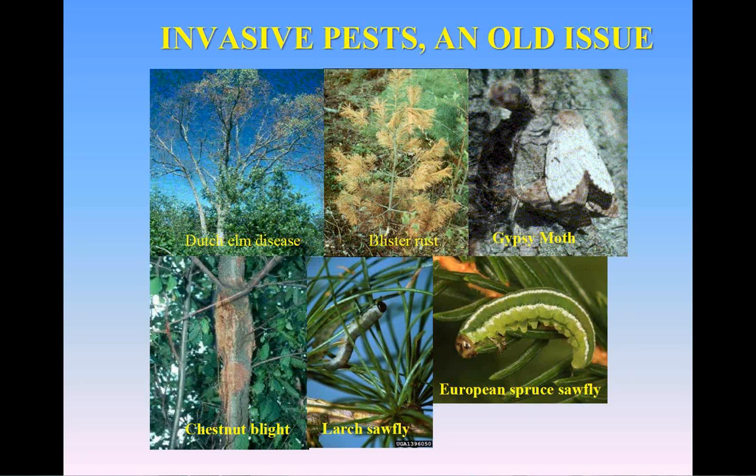And then European spruce sawfly was thought to be going to eliminate spruce from Quebec and Ontario, but some very strong efforts by the predecessor of the Canadian Forest Service, the Dominion Forest Service, introducing parasites to control that, and you hardly ever hear of European spruce sawfly anymore.